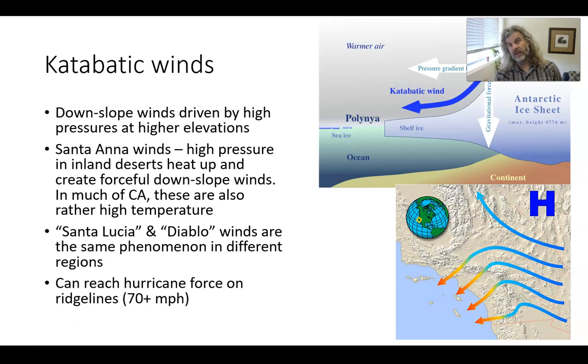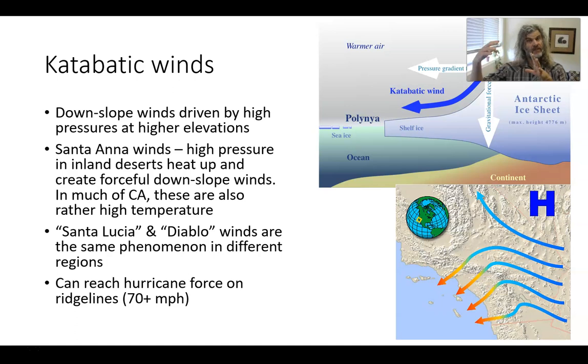Now, if you live in the Bay Area, you might know these as Diablo winds. If you live in or around Los Angeles, you might know these as Santa Ana winds. Sometimes they're referred to here as Santa Lucia winds. They're all the same meteorological event, and they happen in many different places. They happen on the Antarctic ice sheet, actually, even in an environment that's extremely cold. High pressure at high elevations will flow downslope, and it will warm up and dry in that process.